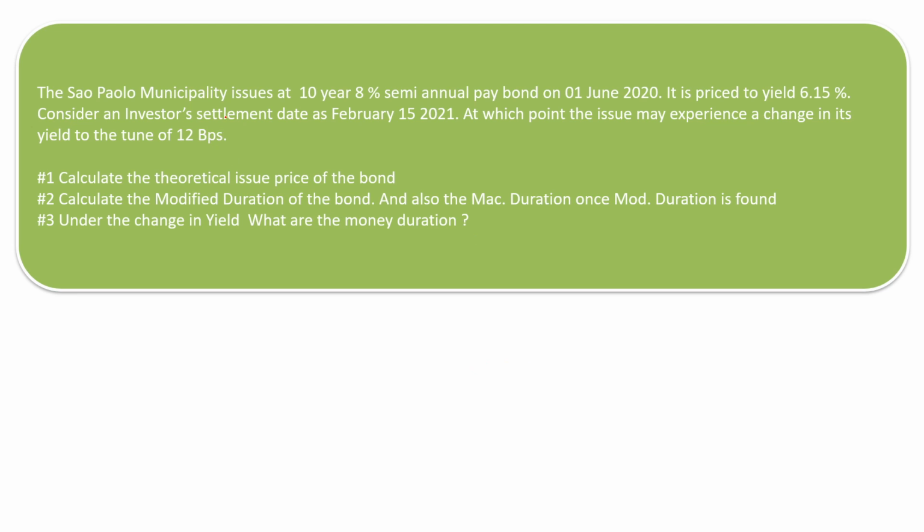The Sao Paulo municipality issues a 10-year 8% semi-annual pay bond on 1st of June 2020. It is priced to yield 6.15%. Consider an investor settlement date of February 15, 2021, at which point the issue may experience a change in its yield to the tune of 12 basis points. Calculate the theoretical price of the bond.